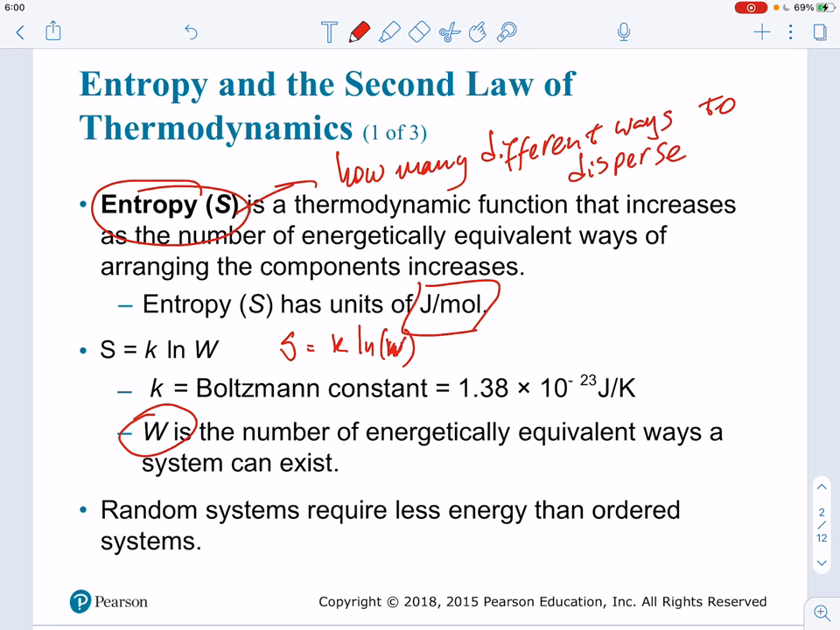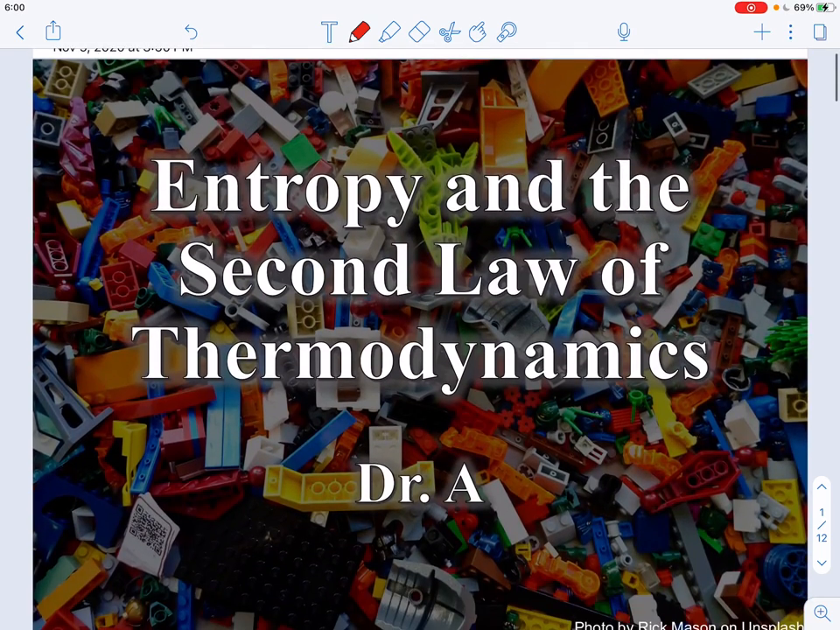Okay. Now here, random systems require less energy than other systems. So what does that mean? If we go to the opening slide, what do you see here? Well, I don't know if your childhood had to do with Legos or not. In my case, I did play with Legos when I was a kid. But this is a completely disorganized drawer of Legos. And that, let me tell you something, is the most stable form of that system. I mean, you don't even have to put effort into making the Legos look like that.